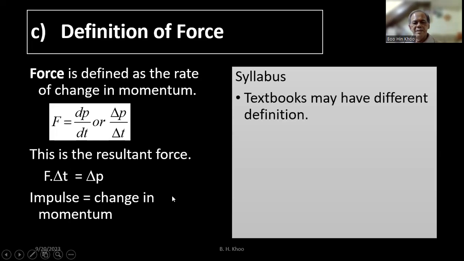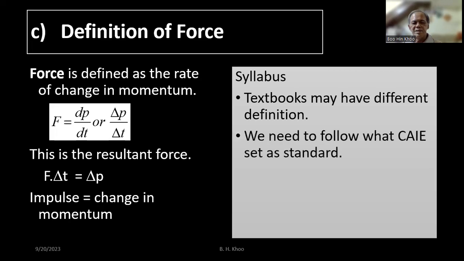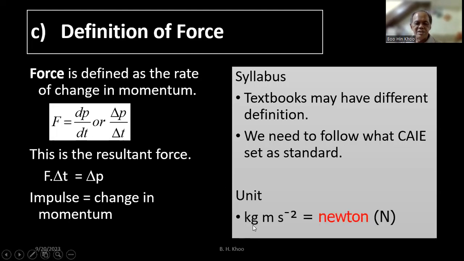But remember, if the textbook has a different definition from the syllabus, you cannot follow the textbook. We need to follow what CAIE sets as the standard, because CAIE is the one who will mark your paper. The unit for force is kilogram meter second to the minus 2, or Newton. Or we use the short form, capital N.